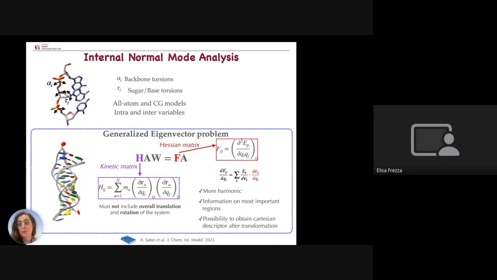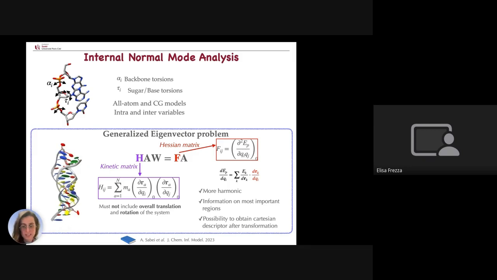To do so, I consider mostly the torsions on my work on the backbone and the sugar, and I can do that in an all-atom or coarse-grained way, in different representations. And this is quite nice because, although the equation we have to solve is a generalized eigenvector problem that is a bit different from the standard approach, it allows us to have immediate information on what are the most important variables that undergo the conformational changes.